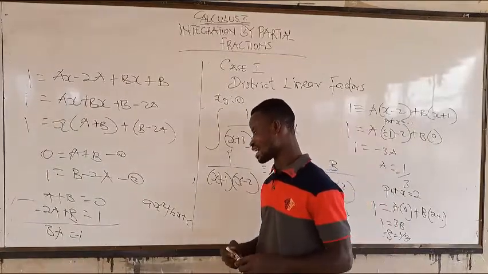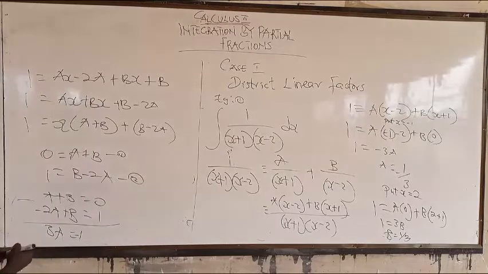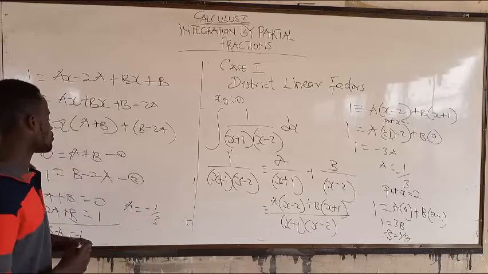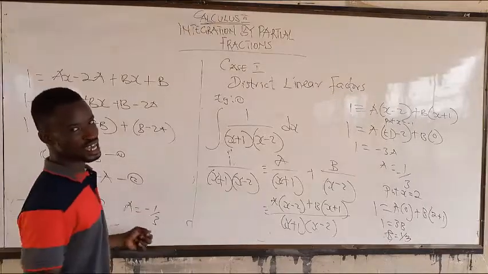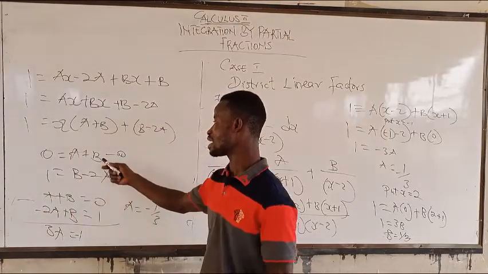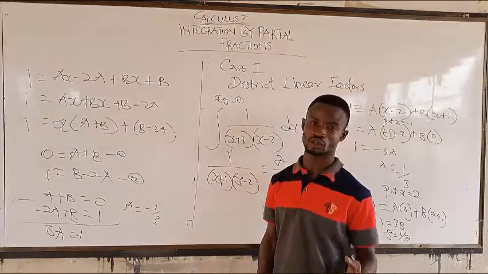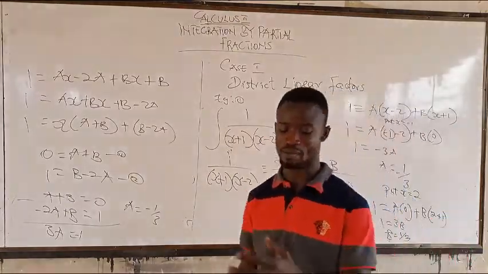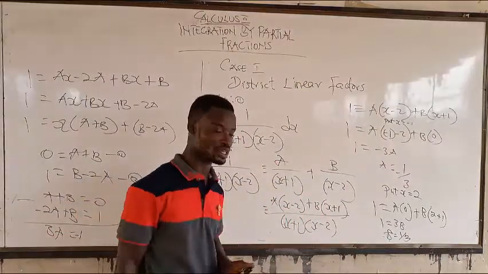Alright, so you can see that with this, we are going to get A to be equal to negative 1 over 3. If you want to get B, you can replace the A that you have now in any of the equations here, and you are going to get B to be also 1 over 3. So that is how we solve the other method. But from now, I'm going to stick to one method and go my way.